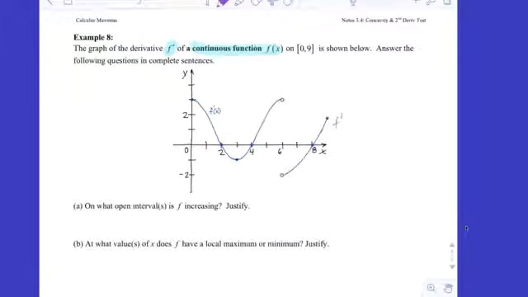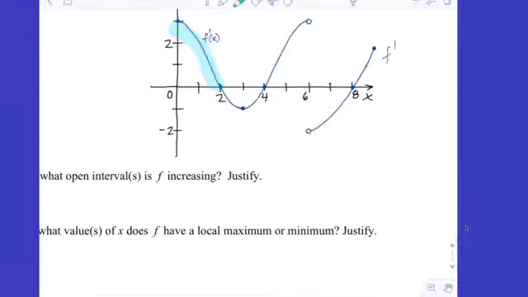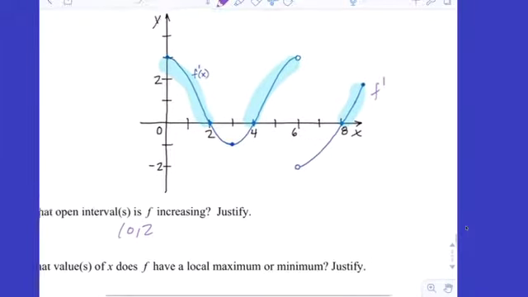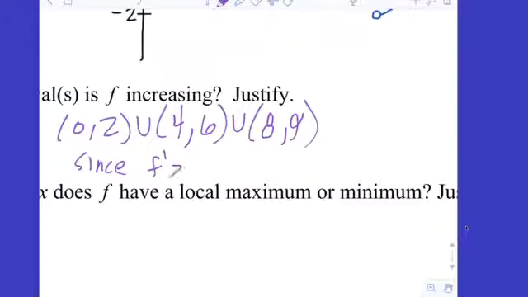Same thing. On what intervals is f increasing? F is increasing when this graph is what? Positive. So that would be from 0 to 2, union 4 to 6, union 8 to 9. And then the reason would be since f prime is greater than 0 on these intervals.